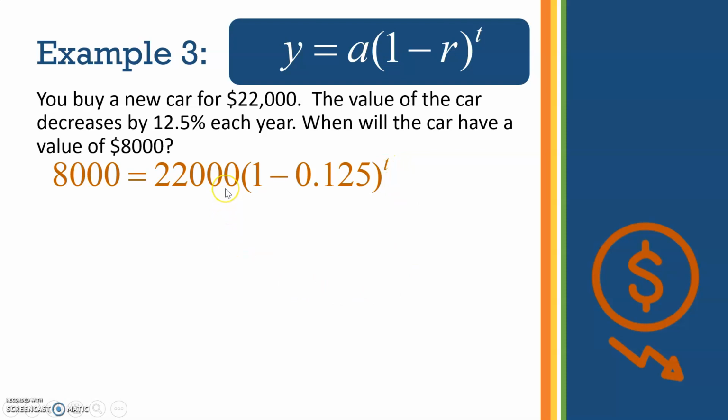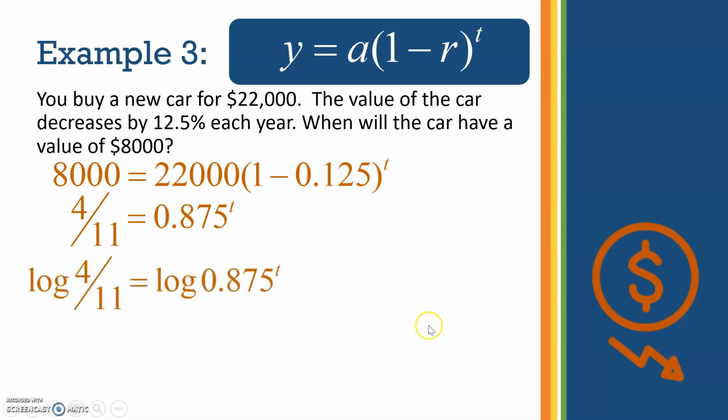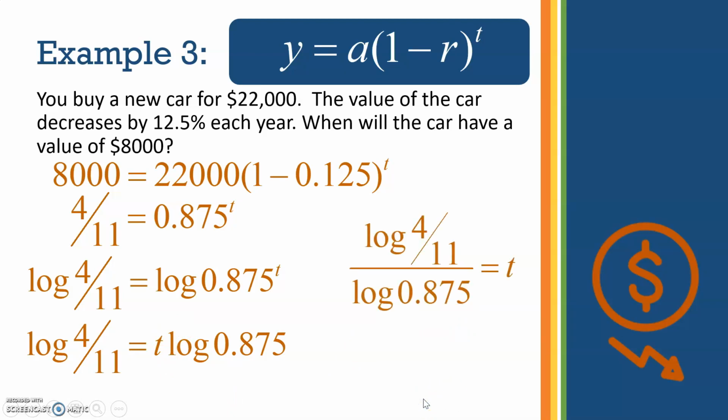First step, divide by the coefficient. Now you'll get a decimal, which would be okay. I'm going to wait until the very end for my rounding, which is why I just have a simplified fraction. 8,000 divided by 22,000 would reduce to this fraction. I would take the logarithm of both sides. That allows for us to use the log property that this exponent can be written as a multiplier. And then I can divide both sides by log 0.875.